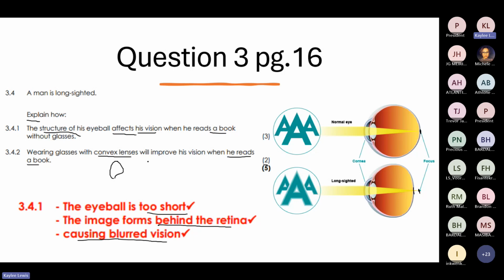Sorry, concave will mean that it goes inwards like a cave. But we're looking at convex, so we're looking at how it bulges outwards. So how does that lens improve his vision when he's reading a book? And remember, when you read a book, that is close up. So that's near vision. All right, so let's have a look at how we would answer that question.